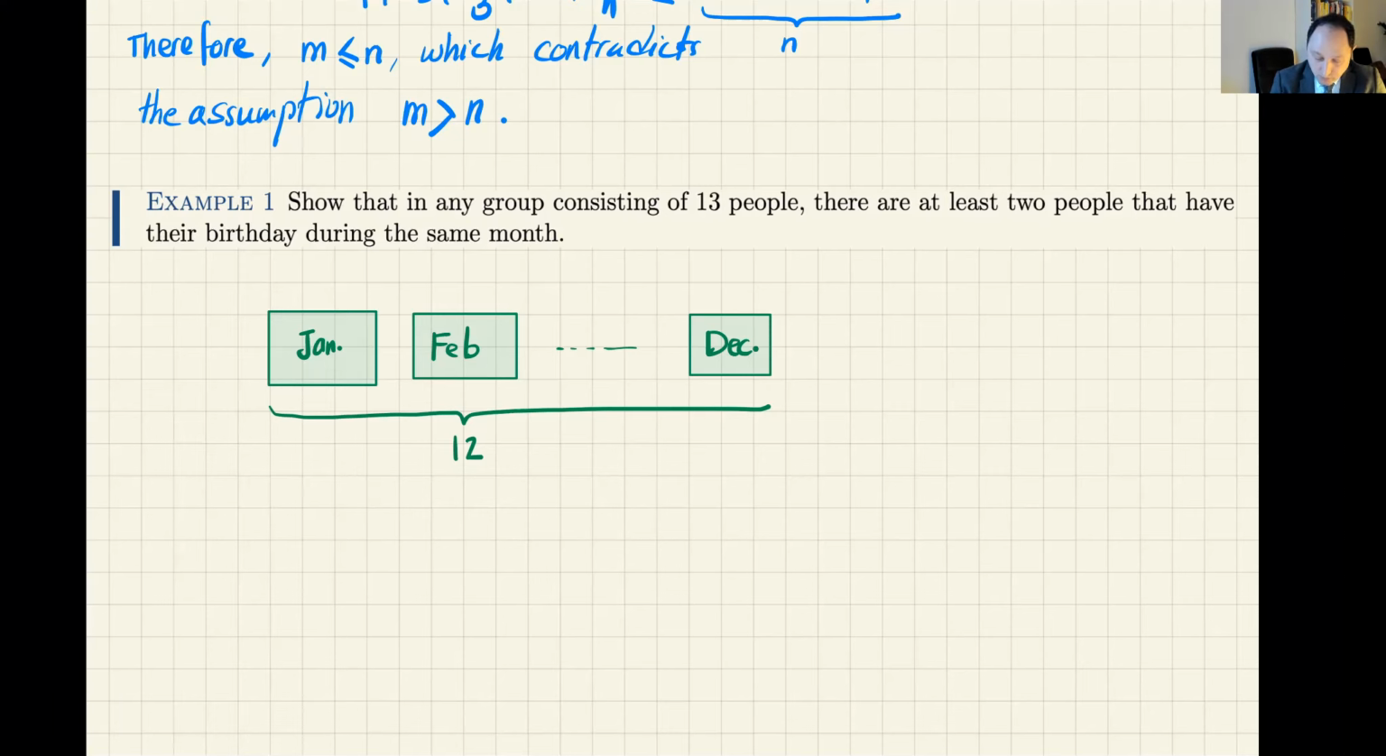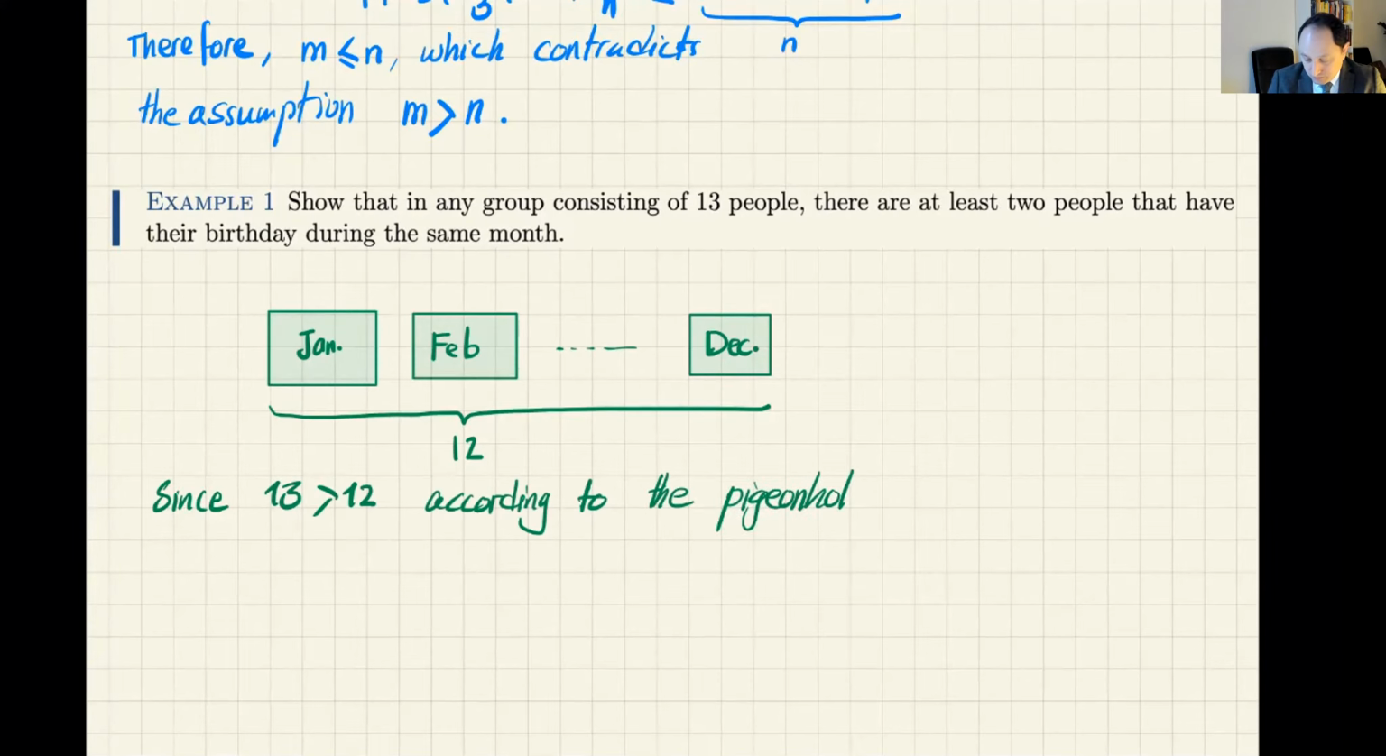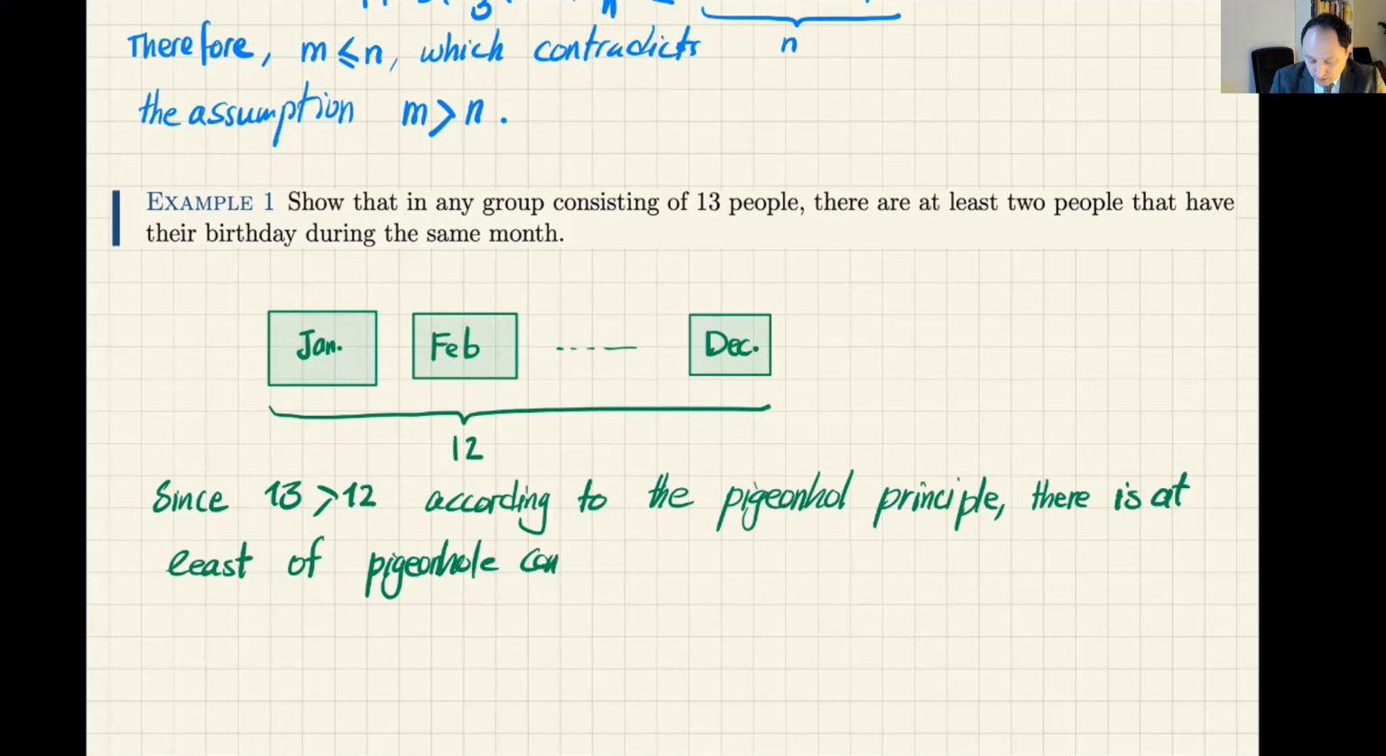Yes, so I would say that, since 13 is greater than 12, according to the pigeonhole principle, there is at least one pigeonhole containing at least 2 pigeons. Yes, is that clear?